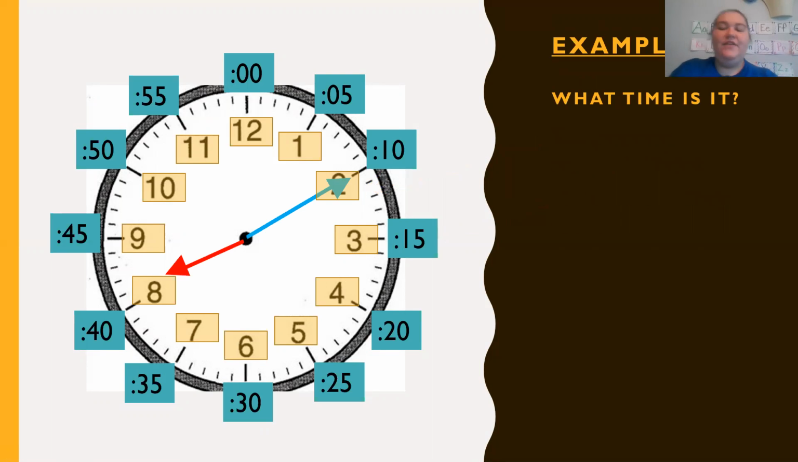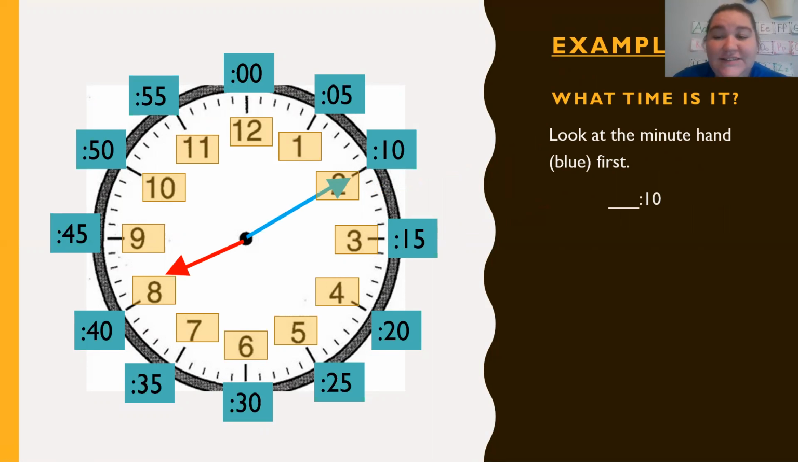So let's try and figure out, what time is it? Well, first we have to look at the minute hand. Remember, a minute hand is the long one. I color coded them, it's blue. So we're gonna look at that minute hand right there. It's pointing at the 10. So if you notice, I left the hour blank and I put my minutes right afterwards.